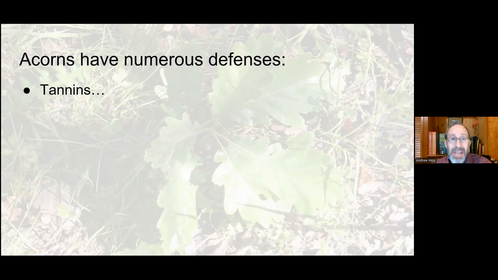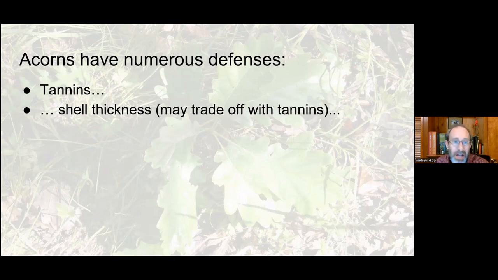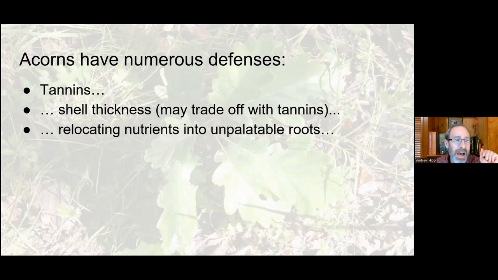They're packed full of tannins, which are a chemical that we tan leather with, that you can make ink out of. If you've ever tasted a raw acorn, the vast majority of acorns are really awful to eat. They are terribly bitter. That's the tannins you're tasting. The shells are thick to keep weevils out, not completely successful.